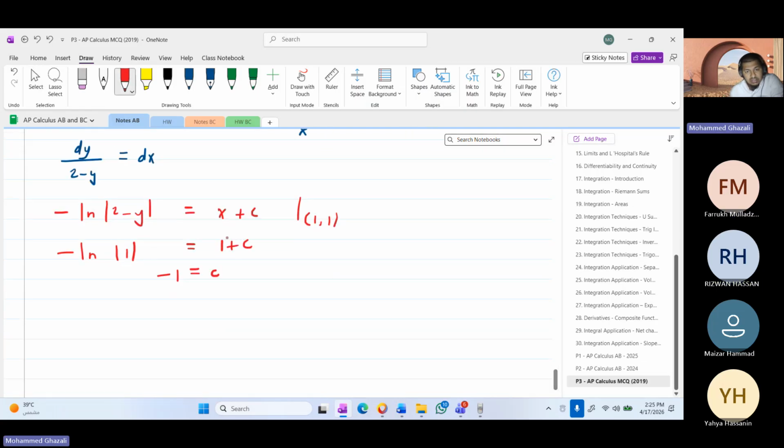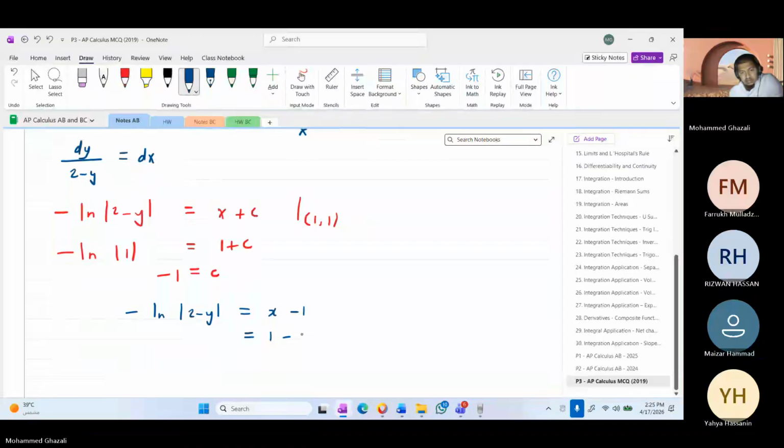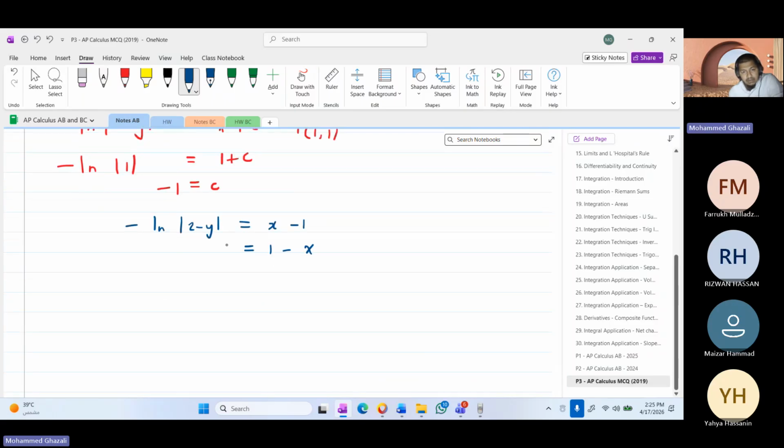Okay, so let's solve this now. We got negative ln absolute value of 2 minus y is equal to x minus 1. We can solve the differential equation. This way is more difficult. Multiply both sides by negative 1, so ln of 2 minus y is equal to 1 minus x. Then we take e to the power of 1 minus x.